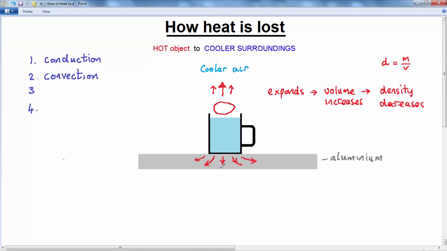Now, not only is conduction and convection occurring with our cup of tea, but also, as we learned in the previous lesson, everything that has a temperature, and this cup has a temperature of 60 degrees Celsius, if that temperature is greater than the temperature of its surroundings, then it will be emitting more radiation than it absorbs. So it's also radiating heat. This is called thermal radiation.